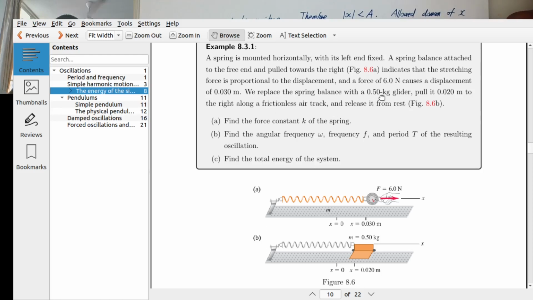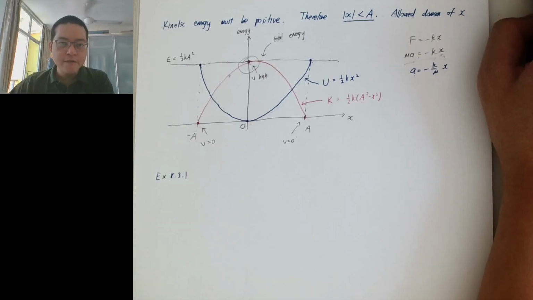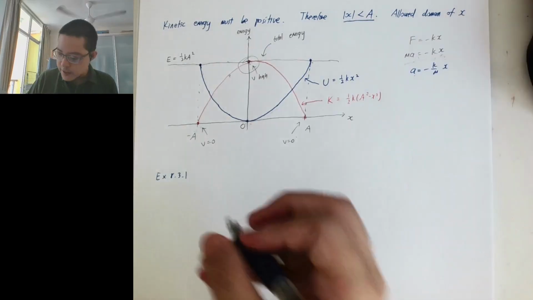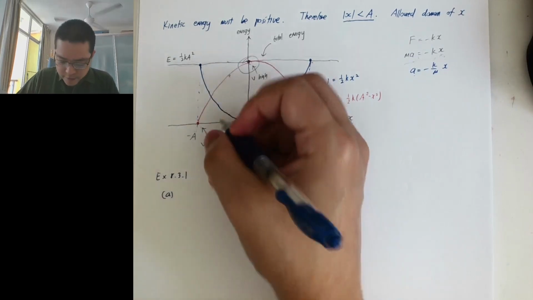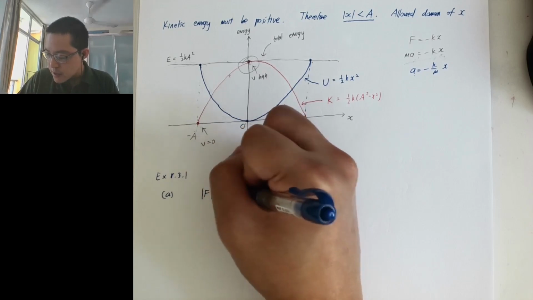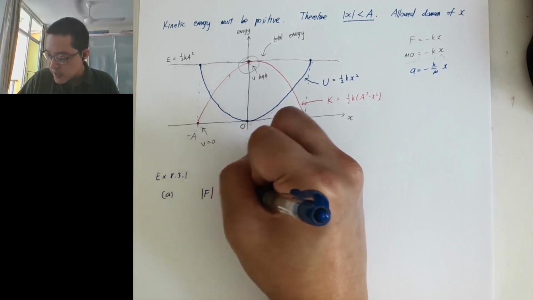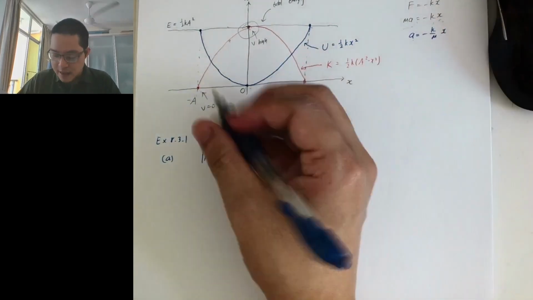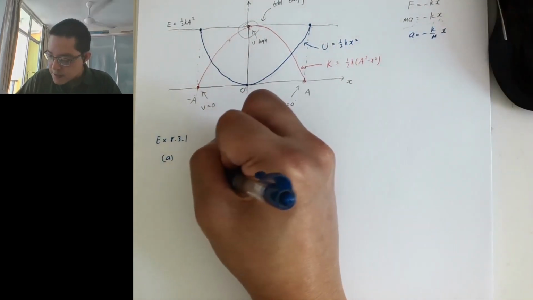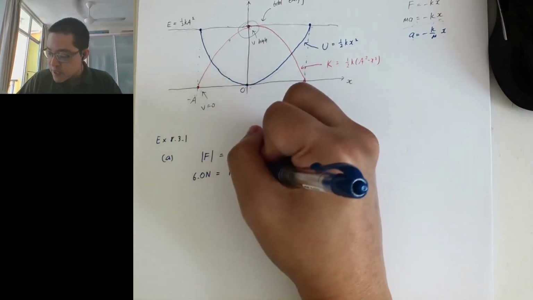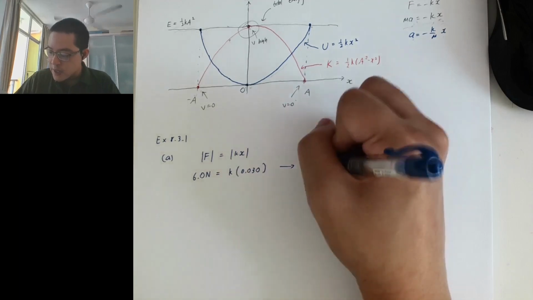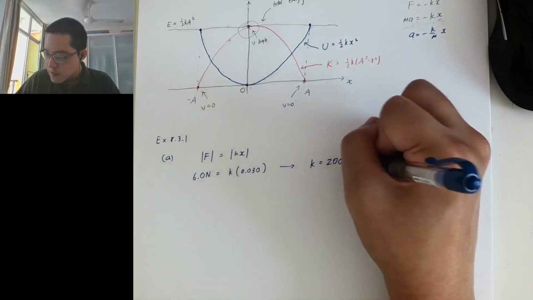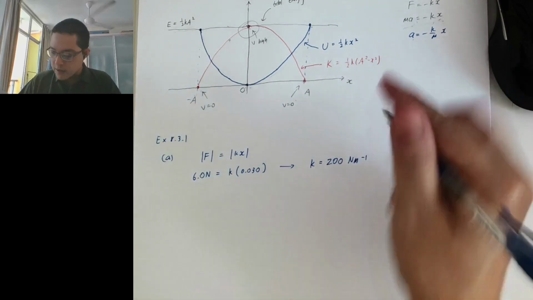Then you replace the spring with a glider. So the mass is 0.5 kg. You pull it to this value and then you release it from rest. So the first thing to do is to find the spring constant. According to the information given, let's talk about the magnitude. The magnitude of F is the magnitude of kx, because I don't want to confuse myself with the negative sign. It's just telling us that if I stretch by 6 newtons, the magnitude of displacement is 0.03 meters. So from here I can calculate that k is equal to 200 newtons per meter. Okay, so this is my k.